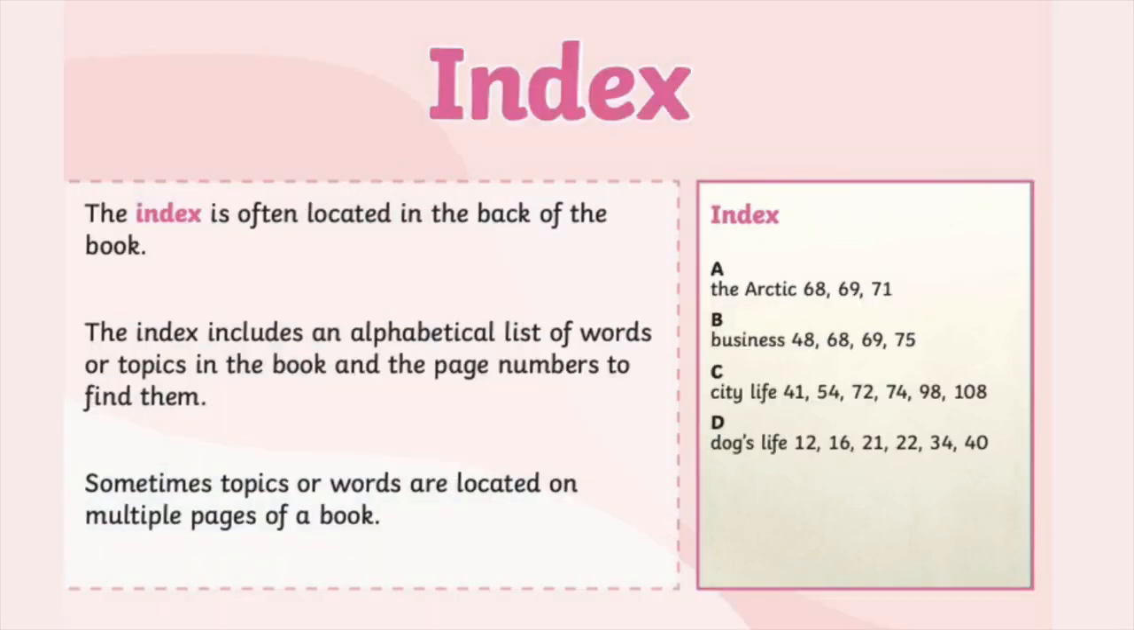The index is often included in the back of the book. The index includes an alphabetical list of words or topics in the book and the page numbers to find them. Sometimes topics or words are located on multiple pages of a book.